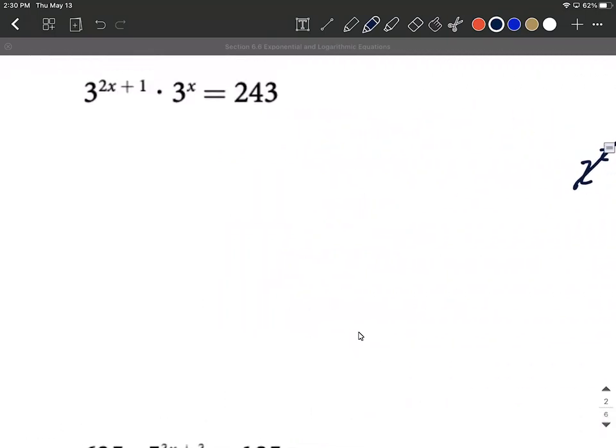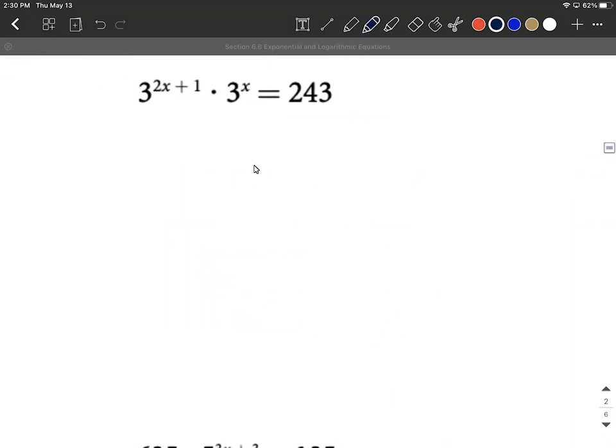All right, pretty similar on this next one. The difference though is we have 3 to a power multiplied by 3 to another power, and we don't have 3 to a power yet on the right-hand side. So let's do a little bit of work on rewriting this. Hopefully we can get it as 3 to a power on both sides.